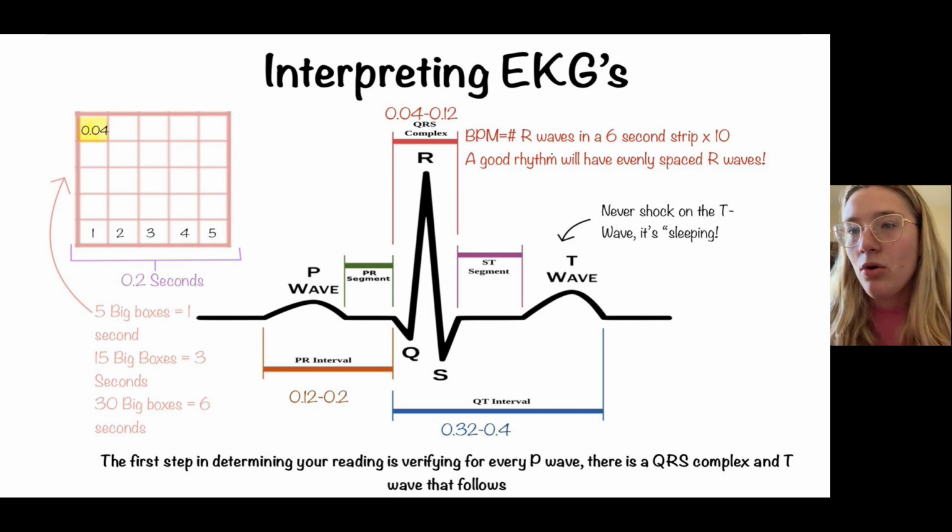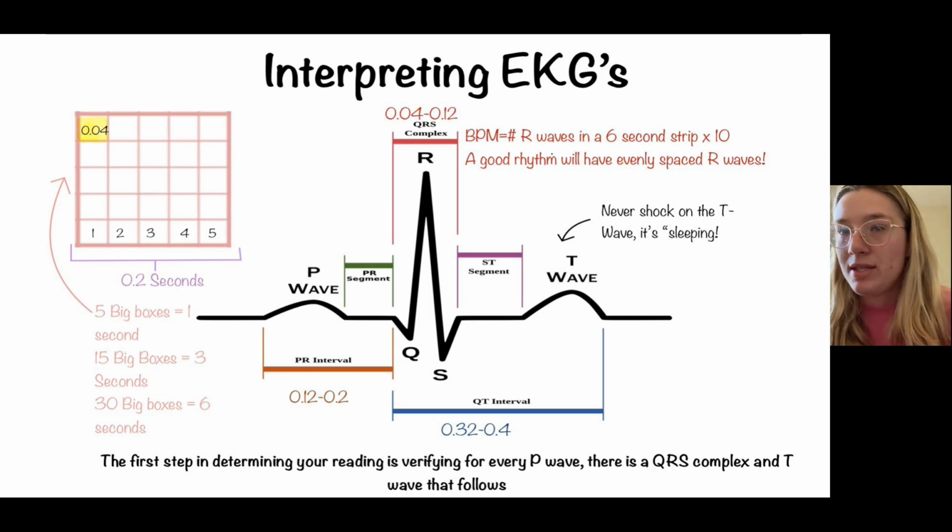Something to keep in note is our QRS complex. Notice how it's 0.04 to 0.12 seconds. So it's probably only going to be taking up maybe 2, maybe 3 of these tiny boxes. But if you see a QRS complex that's taking up a lot of tiny boxes, that's abnormal. We want it nice and tight. And that's going to help us figure out if this EKG is normal or not.